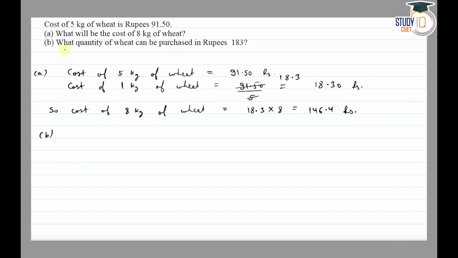नेक्स्ट बी पार्ट में फाइंड आउट करना है व्हाट क्वांटिटी ऑफ व्हीट कैन बी परचेज्ड इन रुपीज 183. So wheat purchased in 91.5 rupees equal to 5 kg.